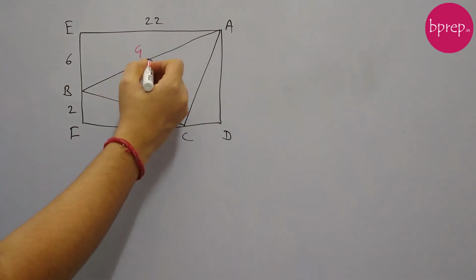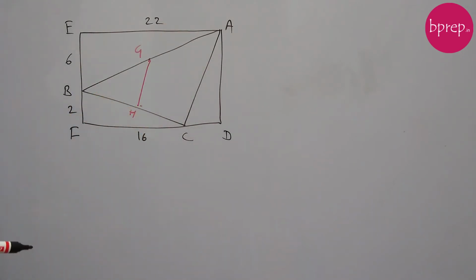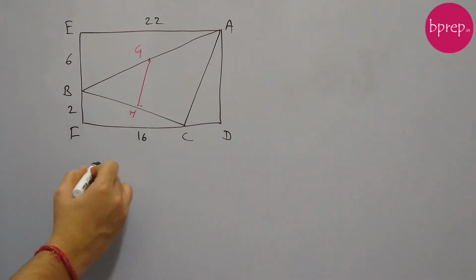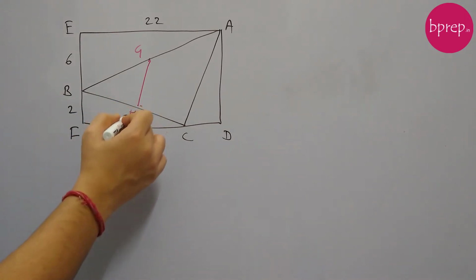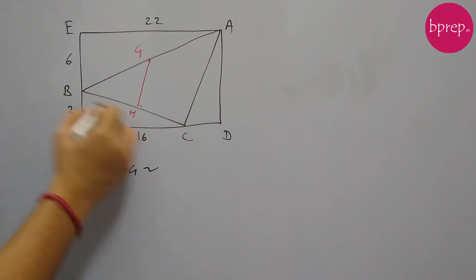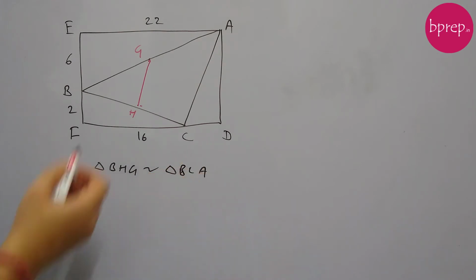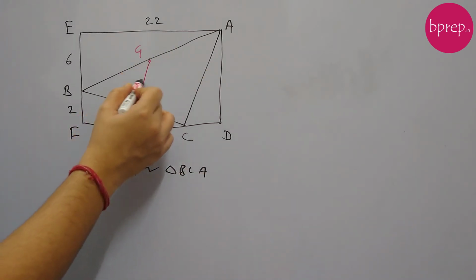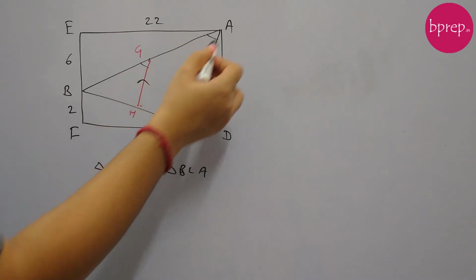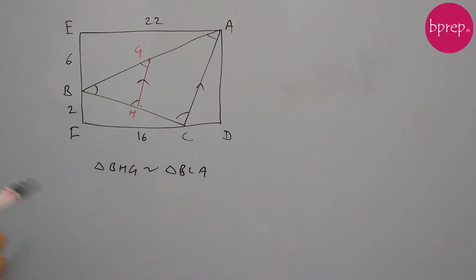Because G is a midpoint of AB and H is a midpoint of BC, by that rule, triangle BHG will be similar to triangle BCA, right? Because if these are midpoints, these two lines will be parallel. So if they are parallel, this angle will be the same, this angle will be the same, this angle is the same, hence these two triangles are similar.